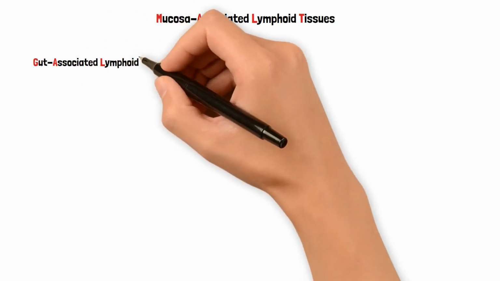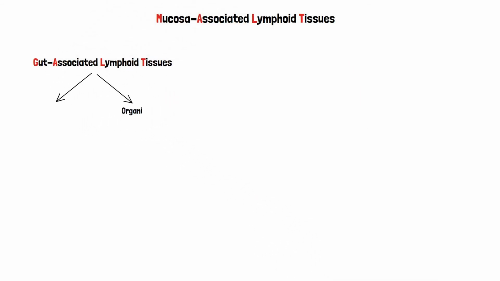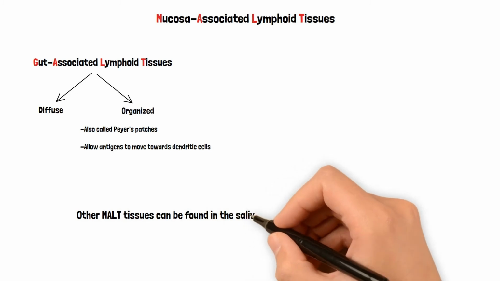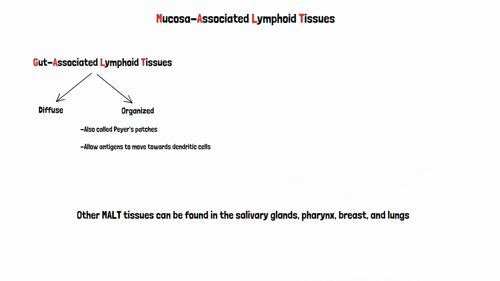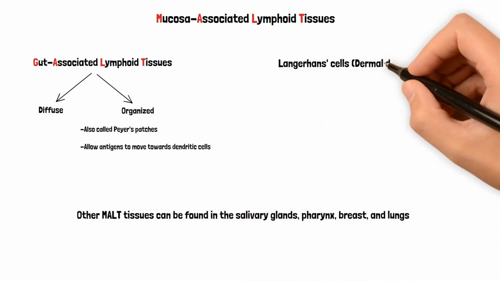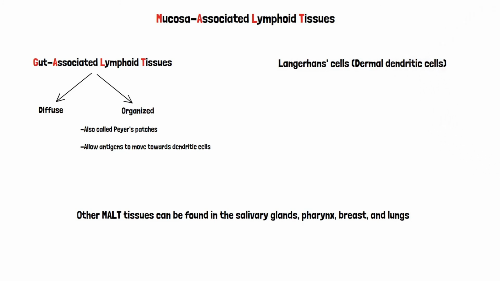The gut-associated lymphoid tissues, GALT, is either organized or diffuse. The organized tissues are known as Peyer's patches, which allow antigens to pass into specialized membrane cells for attachment to the dendritic cells. Other less organized cells line the mucosa and do the same activity. Other MALT tissues are found in the salivary glands, the pharynx, the breast, and the lungs. The skin has its own cells, called Langerhans cells, or dermal dendritic cells, that can take up antigens entering the skin and is called the skin-associated lymphoid tissue, or SALT.